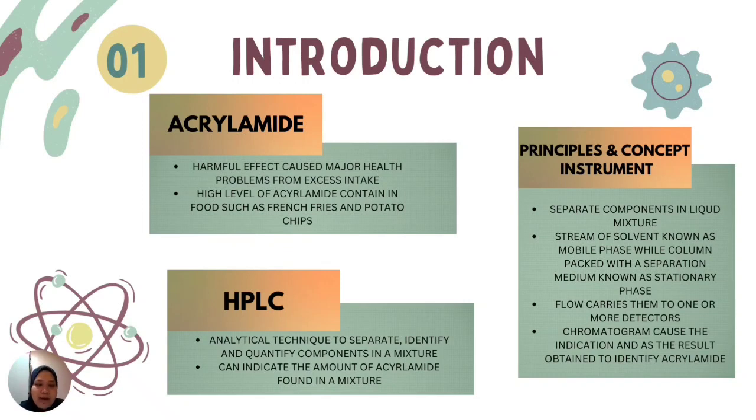What is acrylamide? Acrylamide is a harmful chemical that can cause major health problems from excess intake. If you take acrylamide in a big dose, a big amount, it can cause problems for our health. Examples of foods with high levels of acrylamide are French fries and also potato chips.